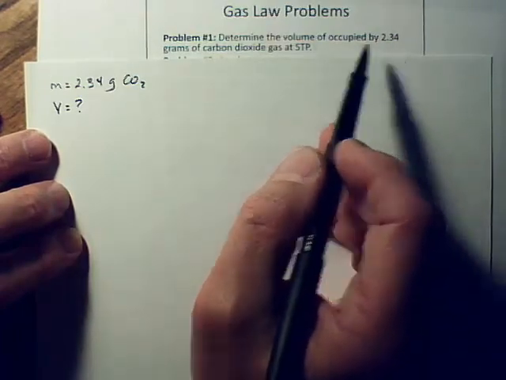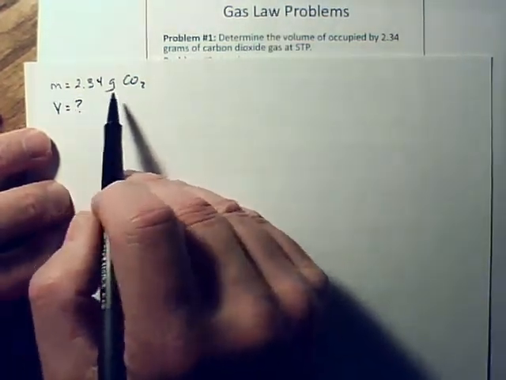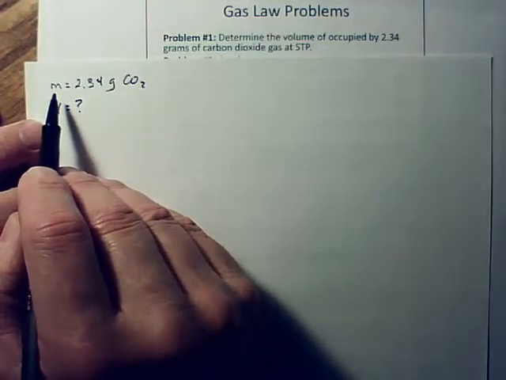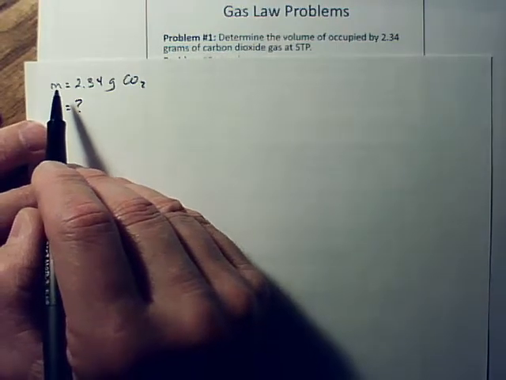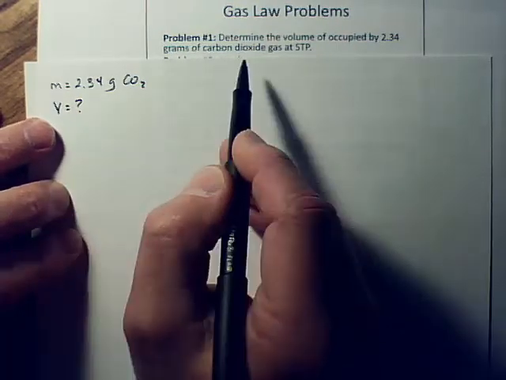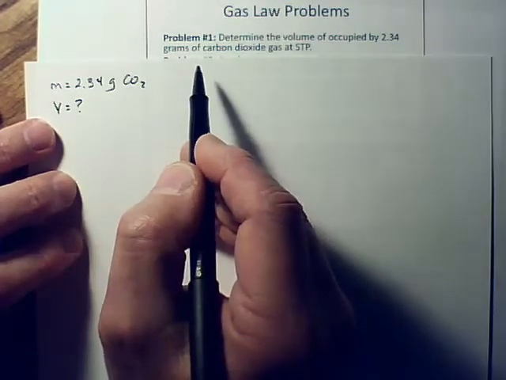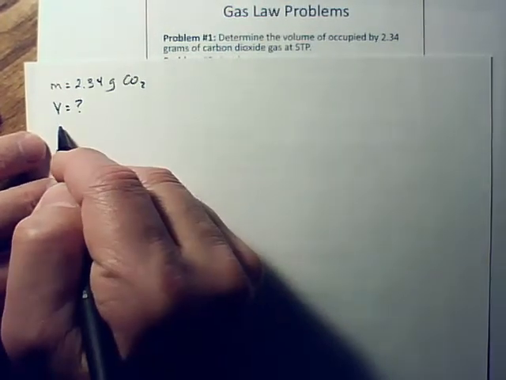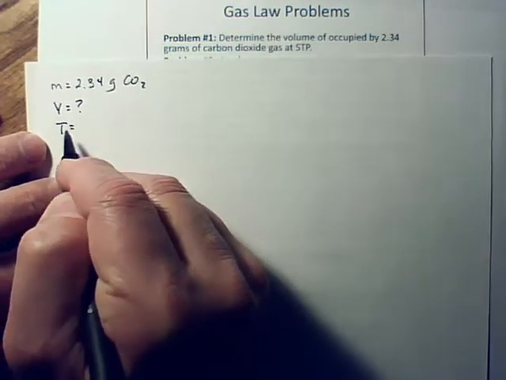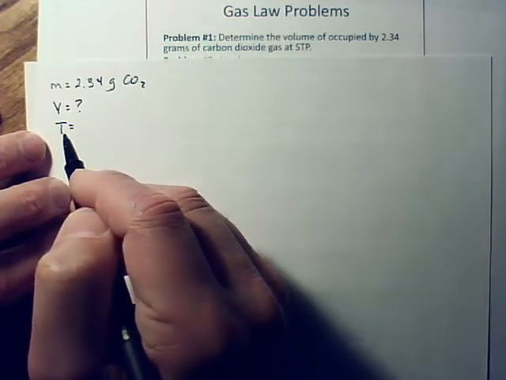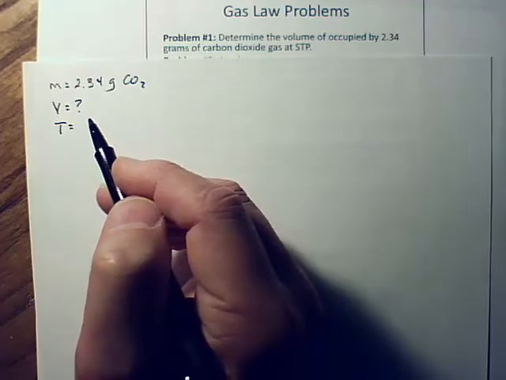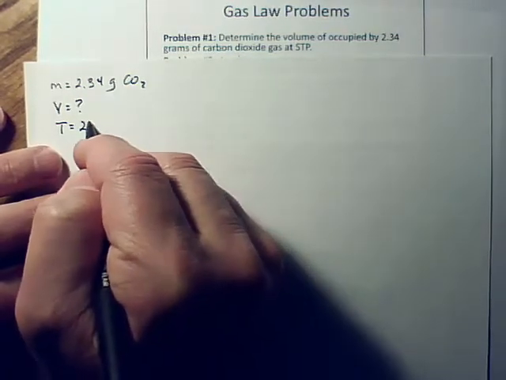So the problem says we have 2.34 grams of carbon dioxide. That's what I listed here next to the M for mass, because that's the symbol on your test references for mass. It says we want to find the volume, so I'm going to put a question mark next to that. We have STP. Well, standard temperature, we just talked about this, is what in Kelvin? Because we want to have it in Kelvin. 273.15.